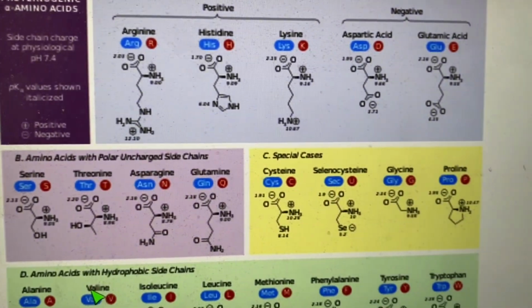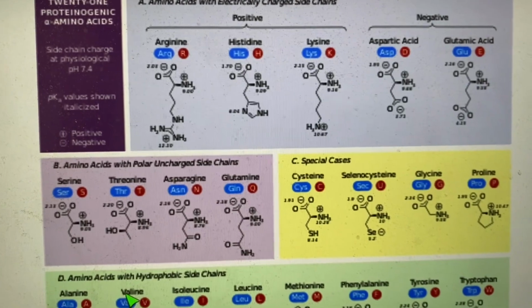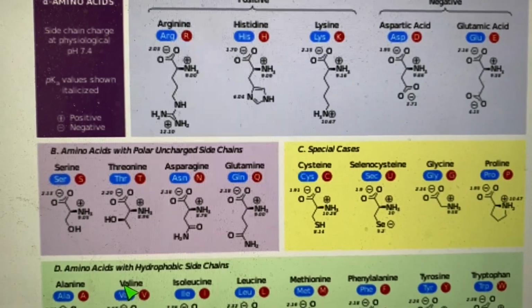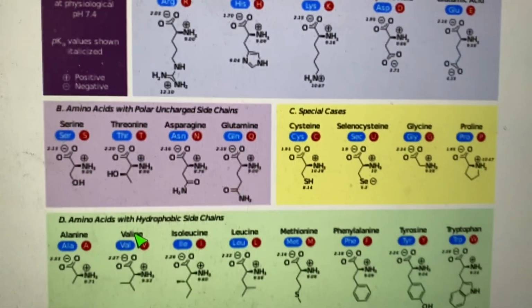Hey, there are 20 amino acids. You will not have to memorize all 20 amino acids, but you need to know that there are 20 of them, and it's the 20 amino acids put together in different orders that make all the different proteins in our body.